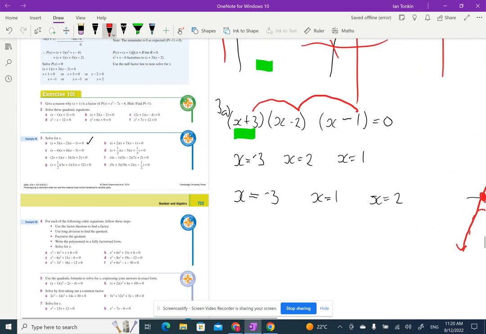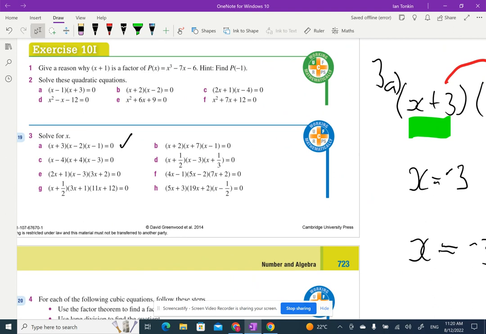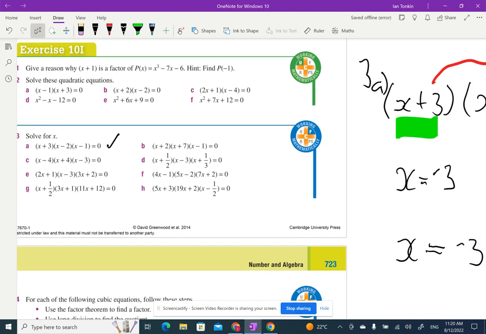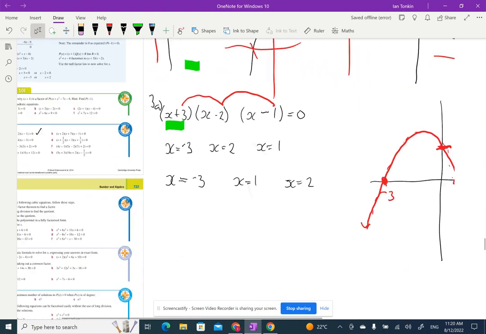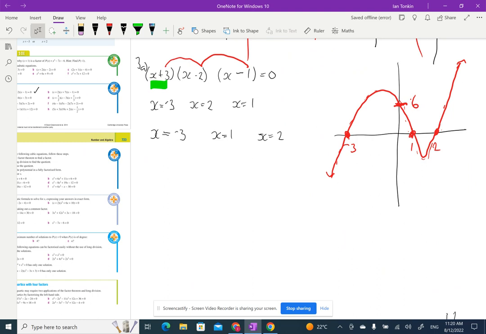We're just factorising. So all these other ones here, they're already in factorised form, and you're just finding the 3 solutions. It's a cubic. They're all going to have 3 solutions. They're all going to look like that. And they're all going to have different solutions as you go along.